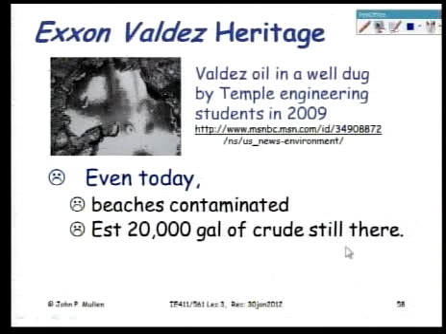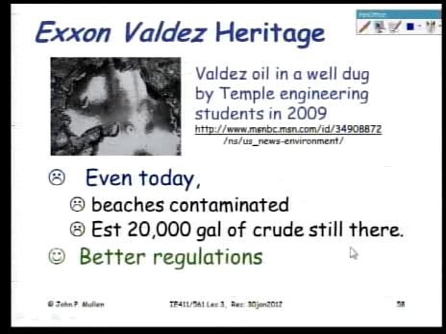That's after the cleanup. The good thing was we ended up with better regulations, one of them being that if you're going to have a ship carrying oil go through the Sound, it has to be double hull. That way, if the hull is ruptured, the oil tank is not.